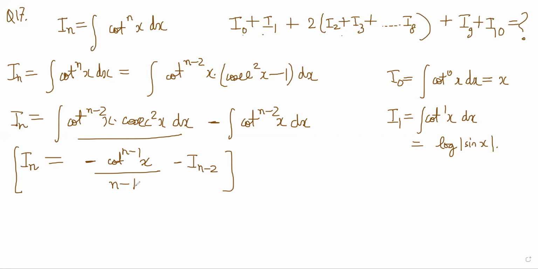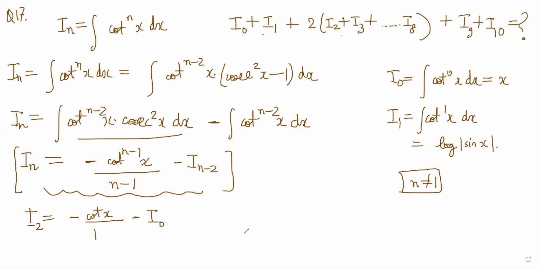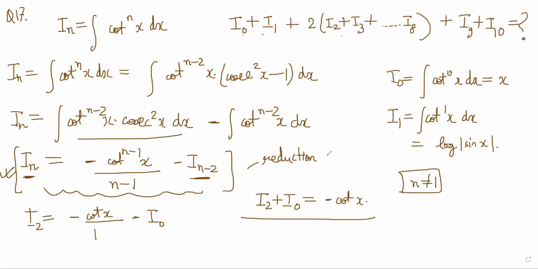So what we'll try to do here is put some values of n. Because n cannot be 1 in this expression, n equal to 1 is not defined here, we start off by putting n equal to 2. So you get I2 is equal to minus cot x by 2 minus 1, minus I0. So you get the equation I2 plus I0 is equal to minus cot x. By the way, this expression which connects a higher integral to a lower integral is called the reduction formula, right? We'll see many more reduction formulas as we discuss more and more questions.